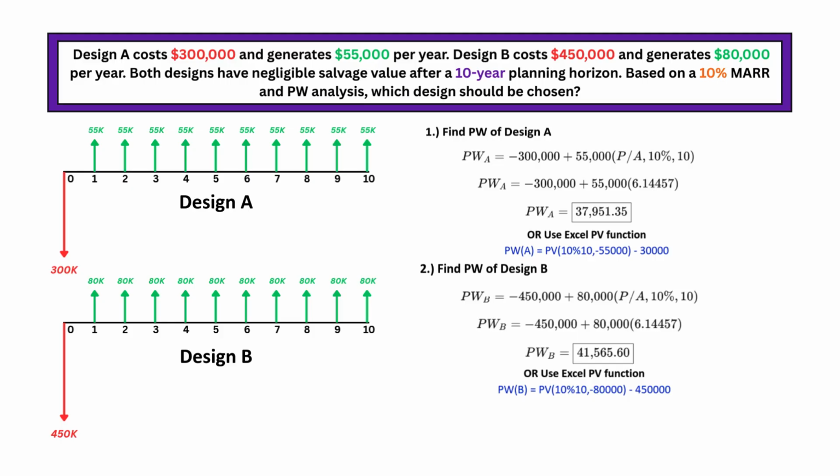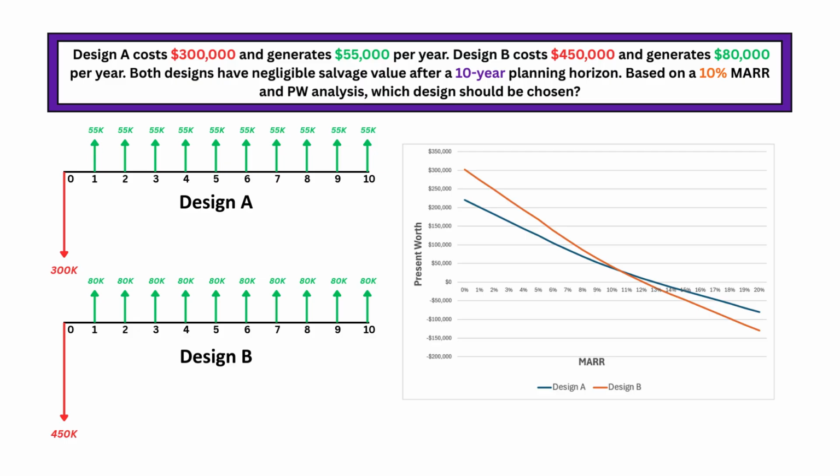Both alternatives have positive present worths, meaning that each is preferable to doing nothing. However, because the second design has the greater present worth, it is the economically preferred option. Excel confirms this ranking using the PV function. This example also illustrates that an alternative with a higher initial cost is not necessarily worse. What matters is the balance between cost, revenue, and the discount rate.